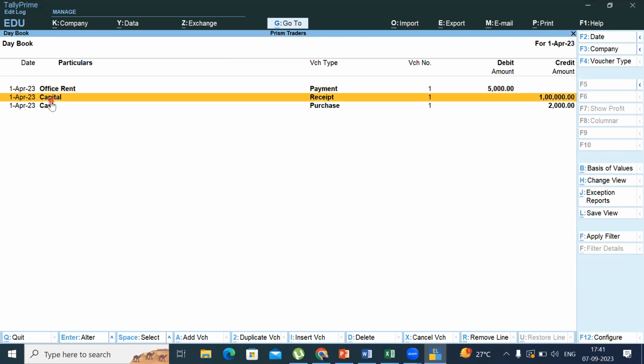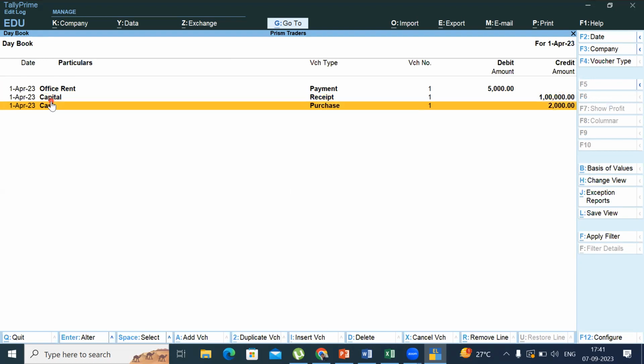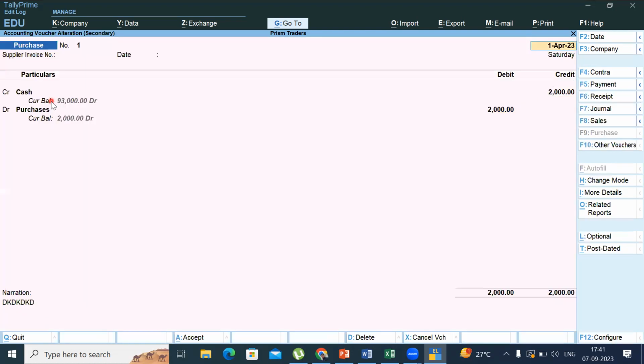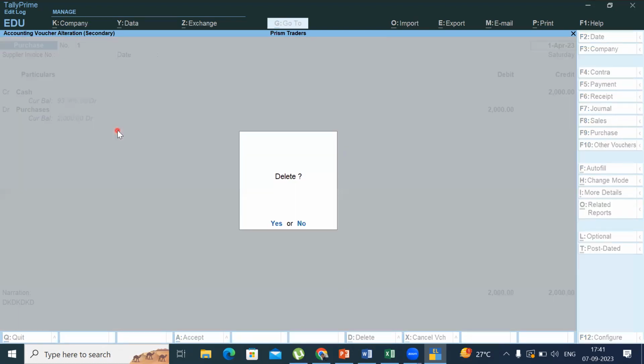If you want to edit, delete or modify anything, just press enter. You can edit all the details, and if you forgot any details, you can fill them in. Suppose you want to delete this voucher, the shortcut key is Alt D. Alt D means delete the voucher. Once we delete the voucher, we cannot get it back. There is no undo, like Control Z. So before deleting, check carefully.